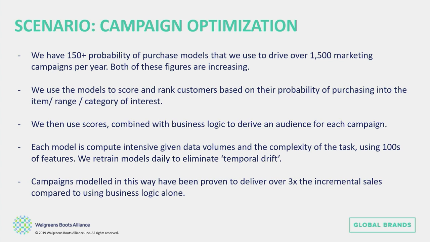As I mentioned, we use these models to understand customer preferences and calculate customer affinities for particular items, particular ranges or brands. And then we can use that information to make sure that we're sending the right offers to the right customers at the right time. We can combine the outputs of these models with business logic, and that's what we then use to derive an audience for each marketing campaign.